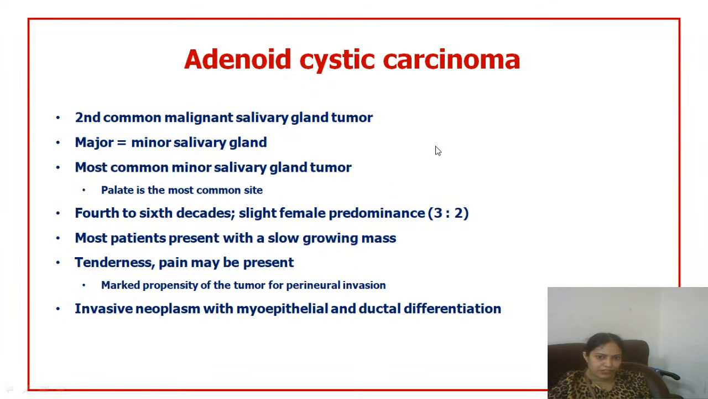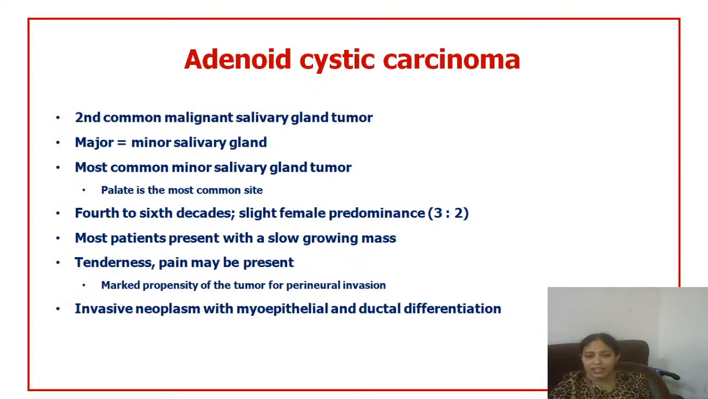Next we'll come to adenoid cystic carcinoma, which is the second most common malignant salivary gland tumor, seen with equal frequency in major and minor salivary glands, and it is the most common malignant minor salivary gland tumor, with the palate being the most common site. Again, this is more common in females and seen in the 4th to 6th decades of life. Patients present with a slow growing mass.